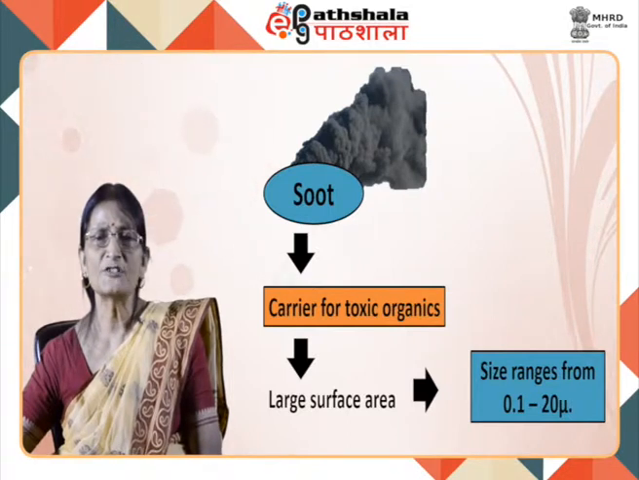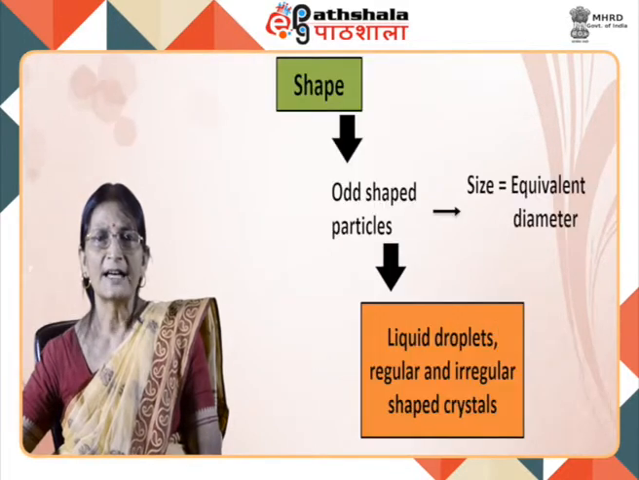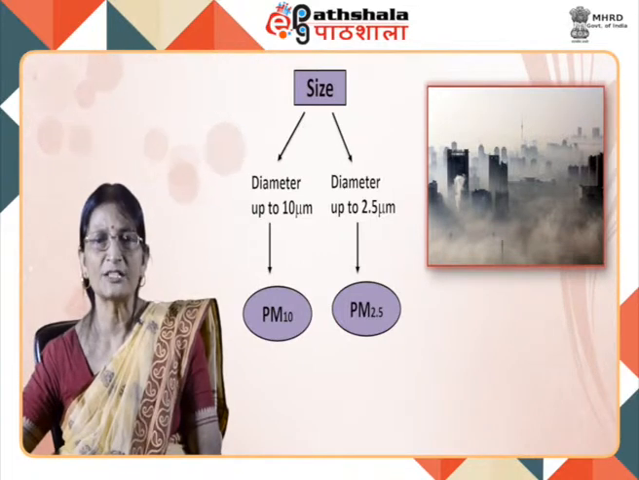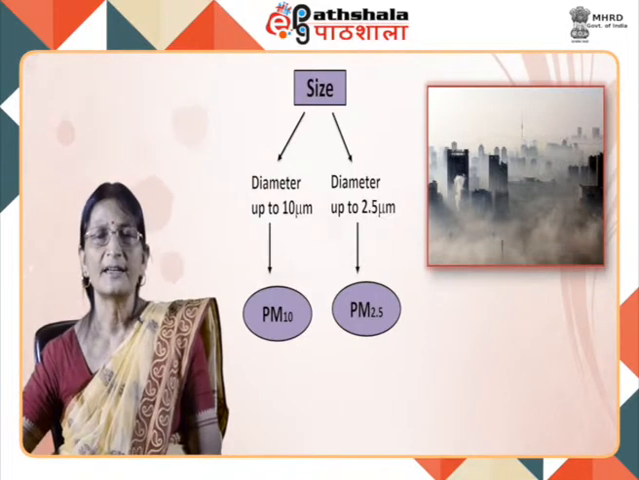Physical and chemical properties of particulate matter are very important. For example, the size and shape. And for odd shaped particles, the particle size can refer to particle diameter or equivalent diameter. These particles include liquid droplets, regular or irregular shaped crystals, or aggregates of odd shape. Particles are often classified by size. For example, the particles having diameter less than or up to 10 micrometers are known as PM10, and particles having diameter up to 2.5 micrometers are known as PM2.5.